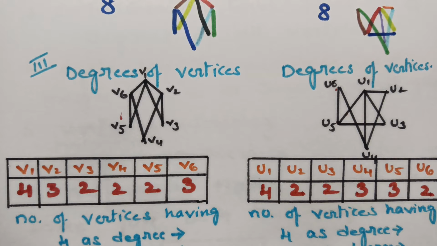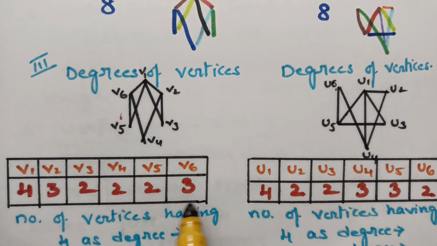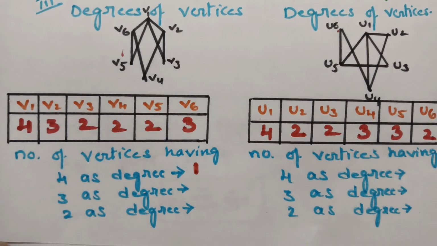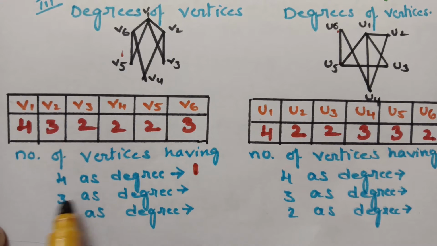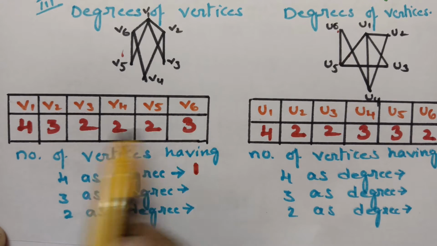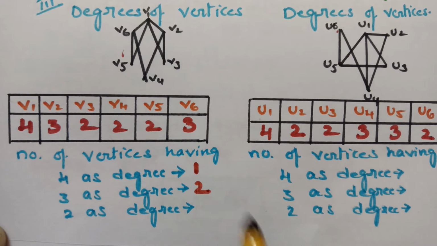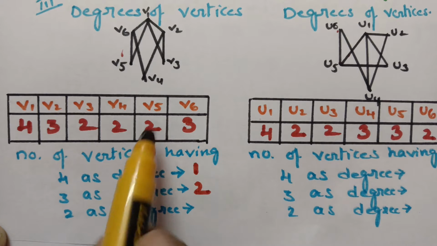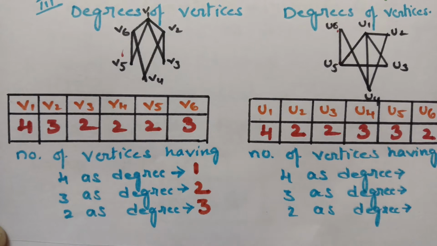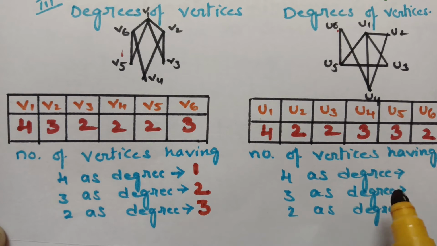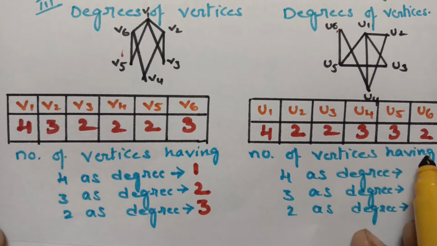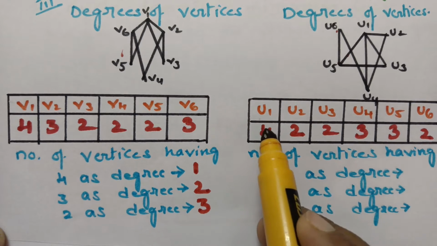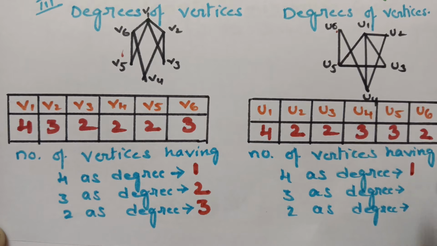Now see here, the number of vertices having 4 as degree. How many vertices have 4 as degree? 1, here this is 1. And the number of vertices having 3 as degree: how many vertices have 3 as degree? This is 2. And how many vertices have 2 as degree? 1, 2, 3. There are 3 vertices which have 2 as degree. And coming to the other graph, how many vertices have 4 as degree? Only 1, so one vertex has 4 as degree.